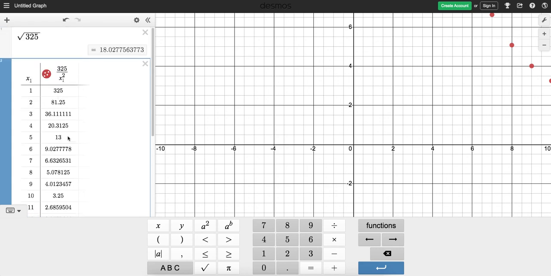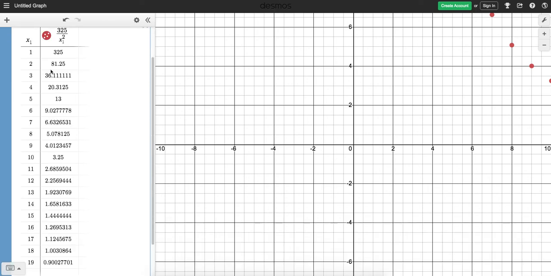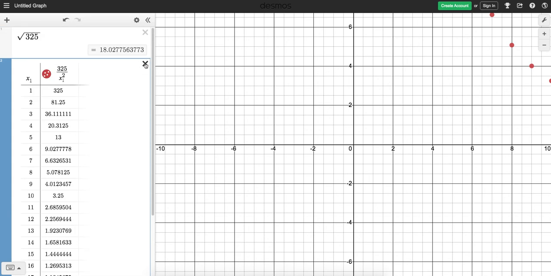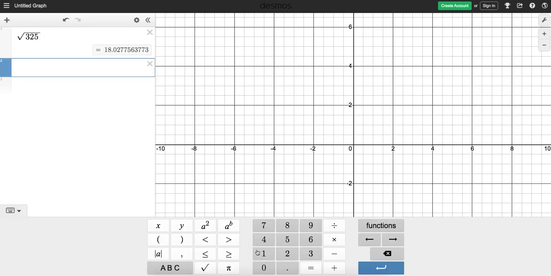So the square root of 325 is the square root of 25, which is 5, times the square root of 13. That gives us 5 times the square root of 13. We can check that to make sure it's correct. If we type in 5 square root 13, we do in fact get the same number.